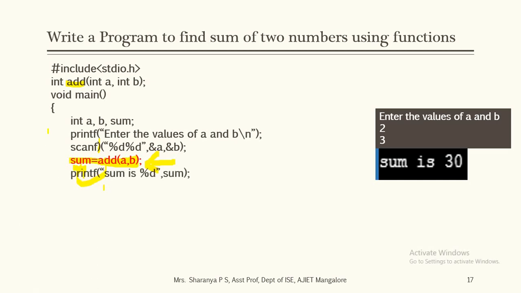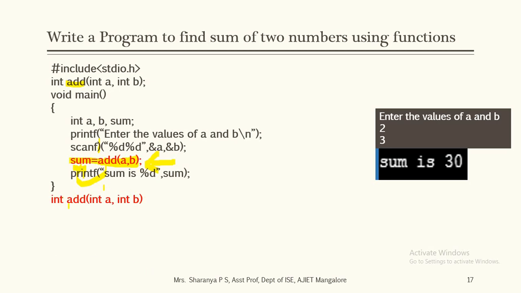If we look into the next statement, we are printing the result. That is, after computation of this addition of two numbers, the result is present in the variable sum. So we are printing that sum by using the printf statement, and this is what we have written in the main.